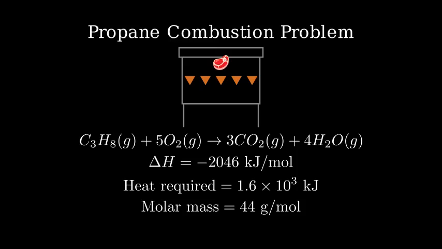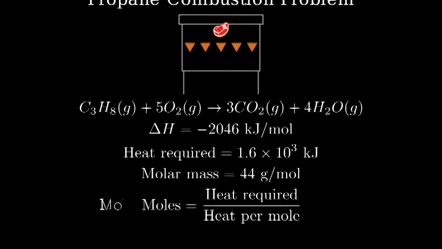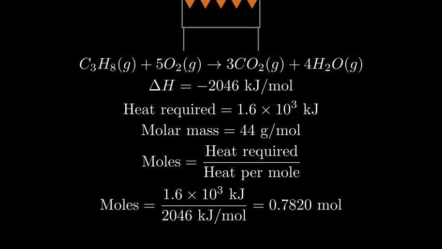First, we need to find how many moles of propane will release 1.6 × 10^3 kilojoules. We can divide the heat required by the heat released per mole. That's 1.6 × 10^3 kilojoules divided by 2,046 kilojoules per mole, which equals 0.7820 moles.